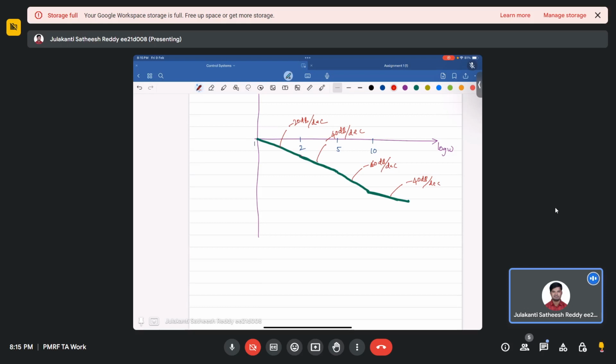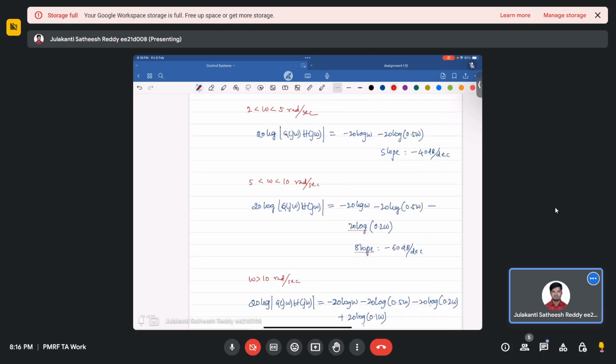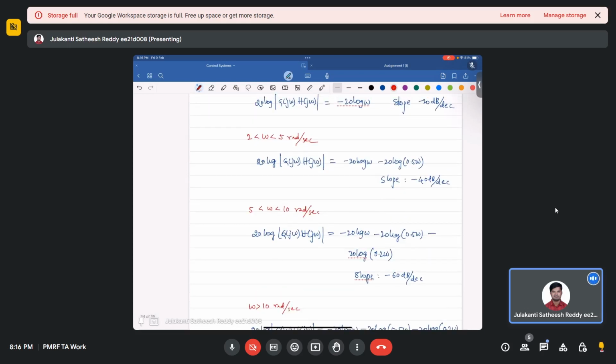So normally these are the corner frequencies, and you can calculate the magnitude, either using the slope method or using the actual plot. The actual plot and this asymptotic one will have that 3 dB error. Suppose I substitute omega equals 2 radians per second. Then this will become 0, so you will have 20 log 2, right?